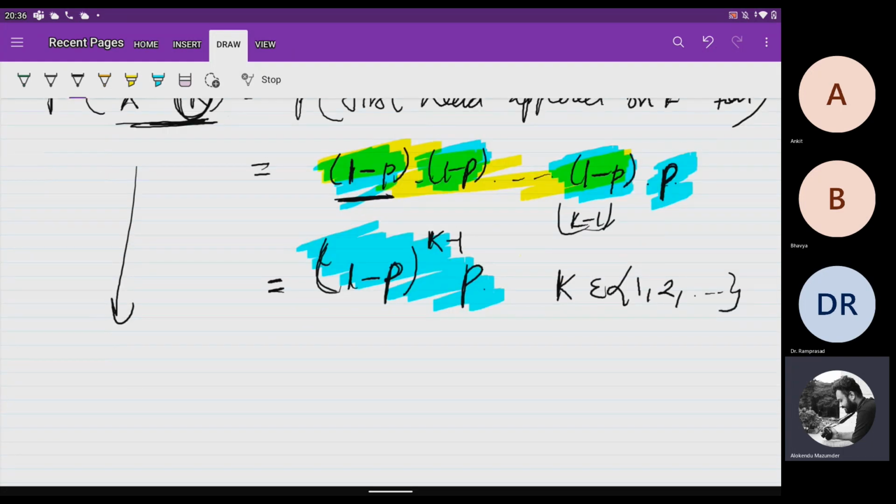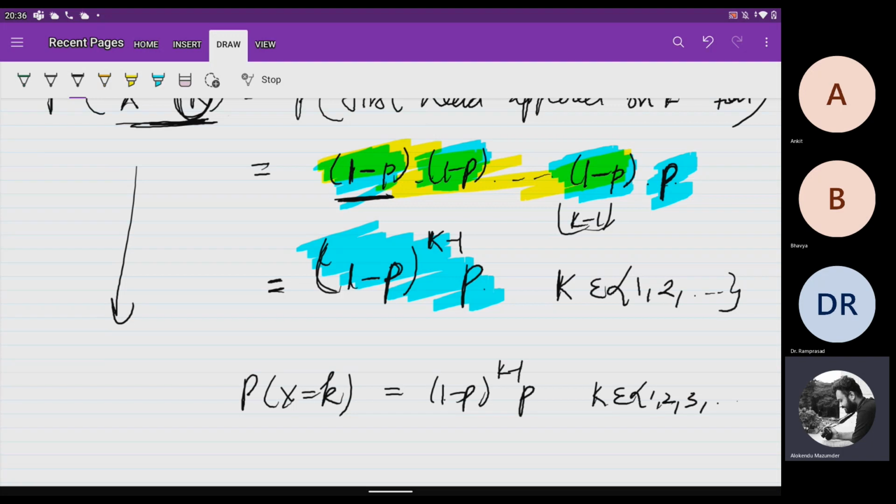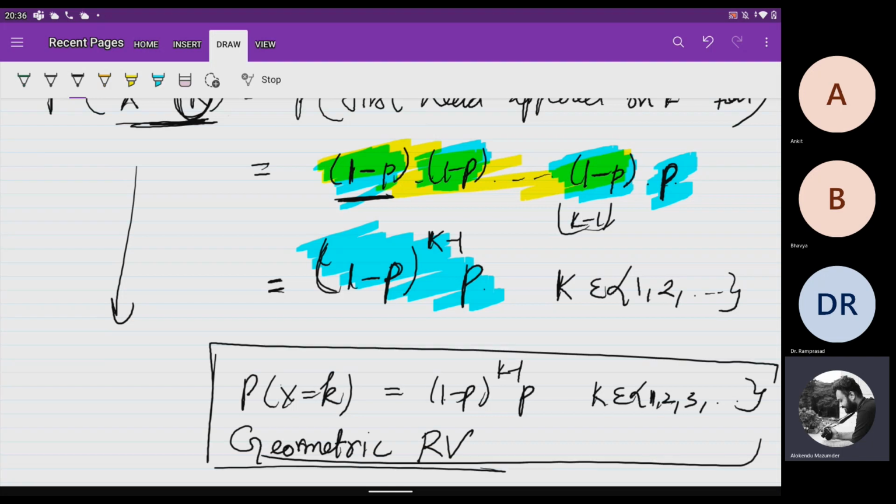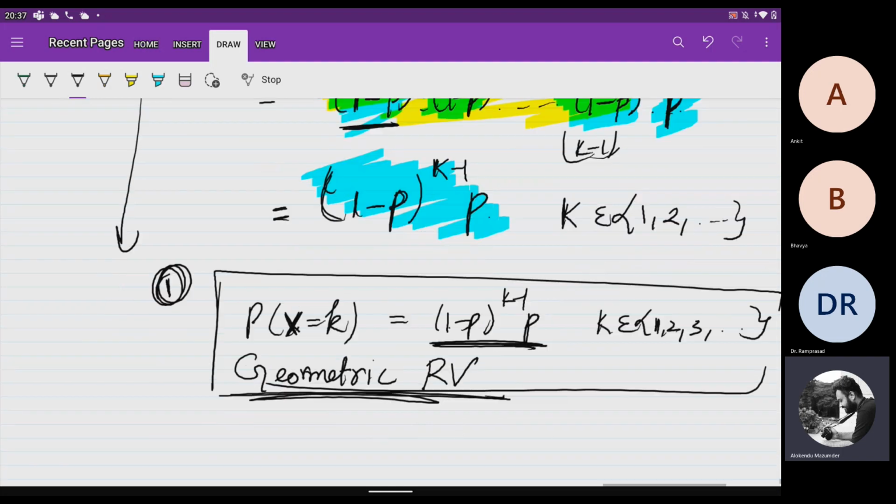So this model, probability of x equal to k equal to (1 minus p) to the power k minus 1 times p, for all k belonging to 1, 2, 3, dot dot dot, is known as a geometric random variable. Okay. If my x has a probability mass function like this, then I call x a geometric random variable. Okay. So this was the first thing. Geometric random variable.